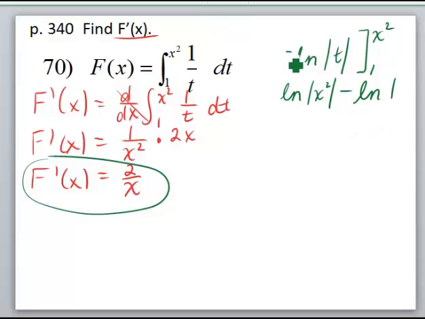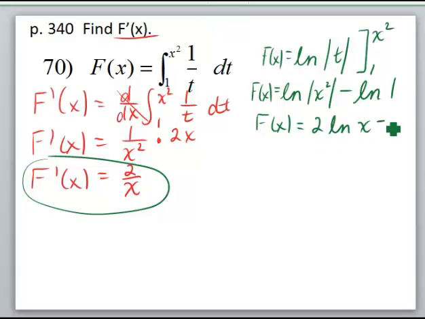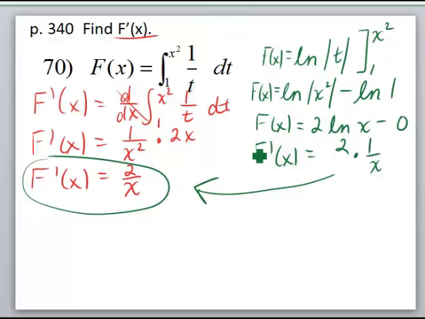Well, this is equal to the big F of x, by the way. So big F of x is actually equal to 2 ln of x, minus 0. So when I take the derivative of this, I'd end up getting 2 times the derivative of ln of x, which is 1 over x. So I end up getting the same answer. But it is much easier to just remember the second fundamental theorem of calculus.